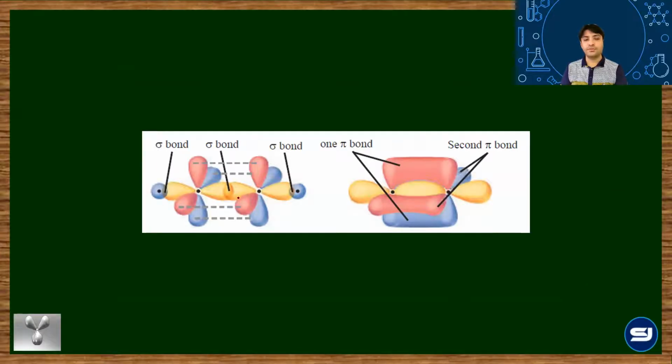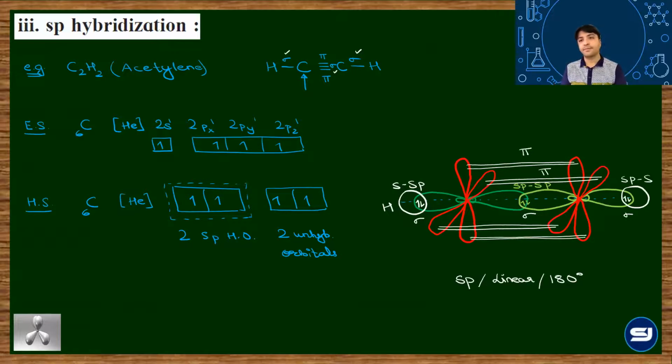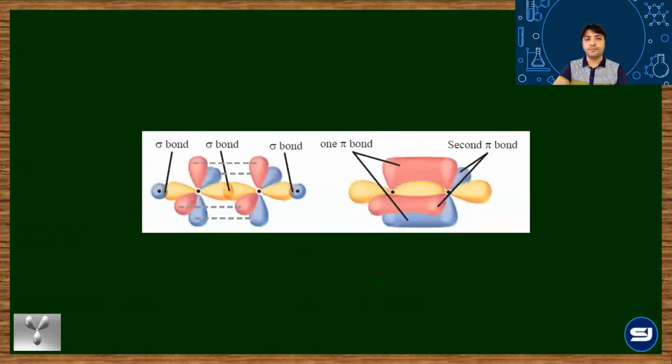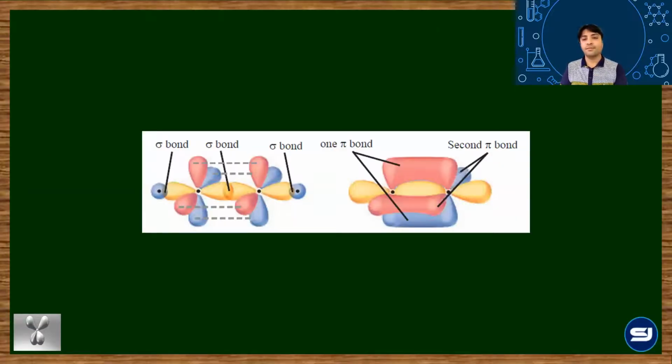Is this understood? So if you are asked to draw the diagram, you can draw it with what I have discussed, like this. You can just draw this diagram for ethyne. Okay?